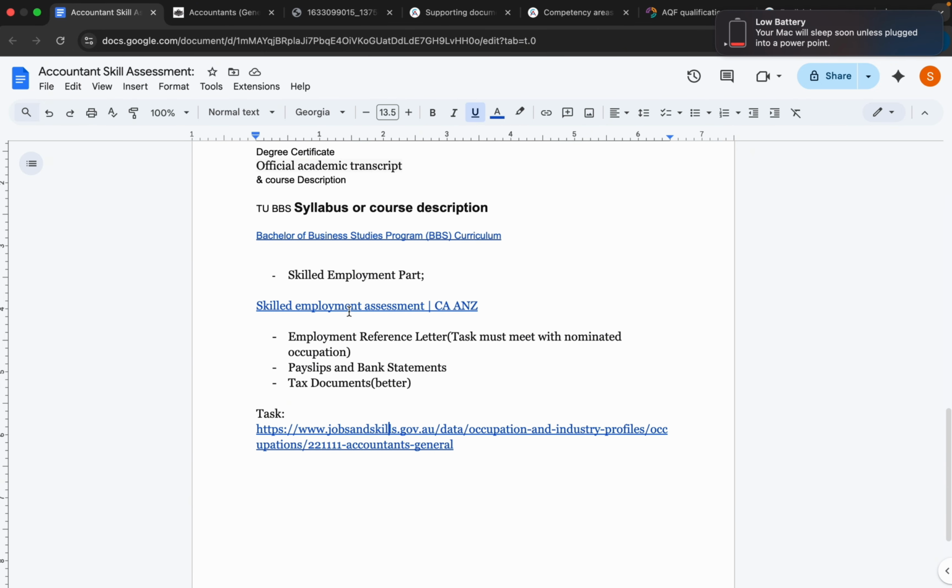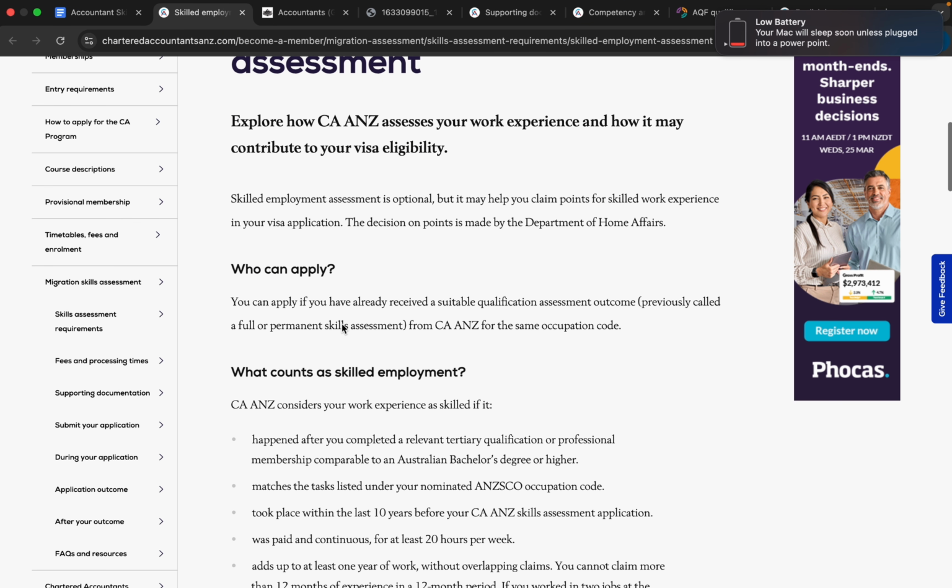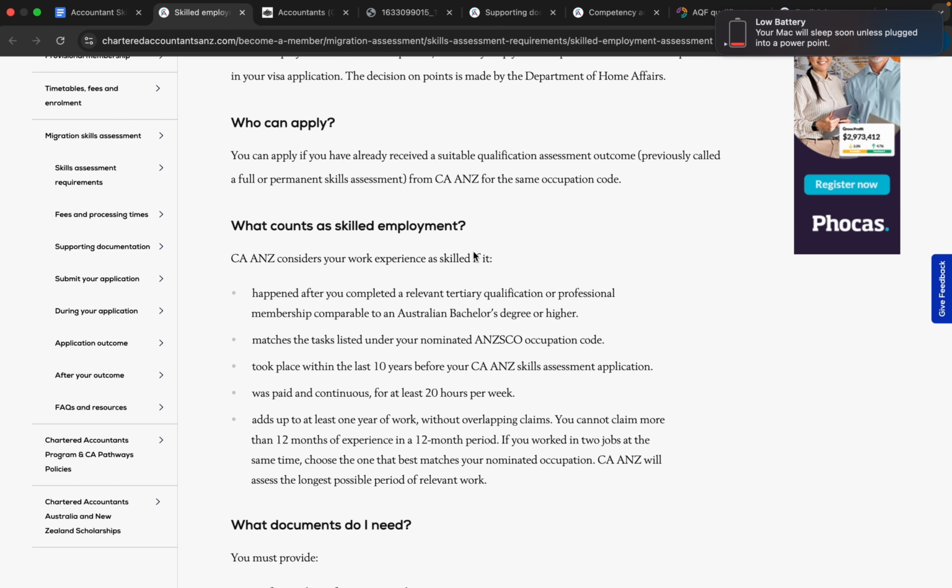So let's go to the CAANZ website and check in detail what they actually need. Firstly, what counts as skilled employment? CAANZ considers your work experience as skilled if it happened after you completed a relevant tertiary qualification or professional membership comparable to an Australian bachelor's degree. What this means is, if you have experience from before your bachelor's degree, you can't claim that experience. You can only claim your experience after your bachelor's degree.